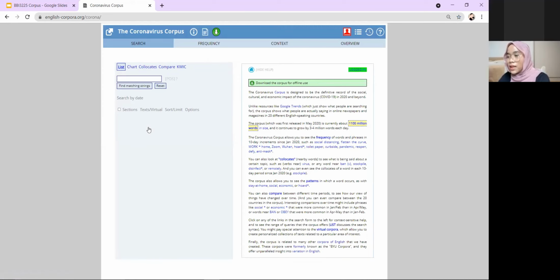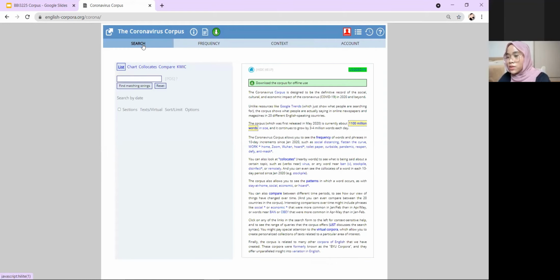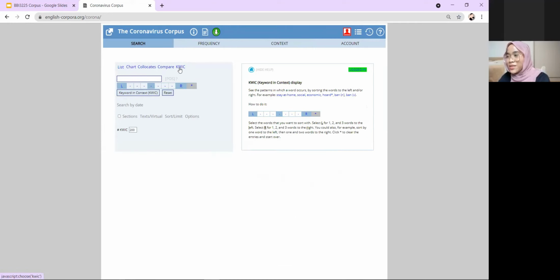Before we start to search for anything, we need to register. As for me, I have already registered using my student email. So I'll just click on the coronavirus corpus and find the colligation. First and foremost, I just have to click on the KWIC. Basically, KWIC is to see the patterns in which a word occurs by sorting the words to the left and to the right. So I will just insert my noun word, vaccine, into the box provided and click on the keyword in context.